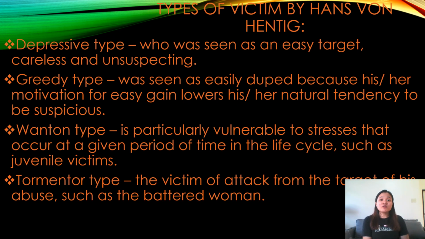Next, types of victim by Hans von Hentig. We have the depressive type, greedy type, wanton type, tormentor type. So, yan yung mga types, okay, ng victim according to Hans von Hentig. First, we have the depressive type who was seen as an easy target, careless and unsuspecting. So, ang depressive type daw is easy target. Okay? Careless siya and also unsuspecting.